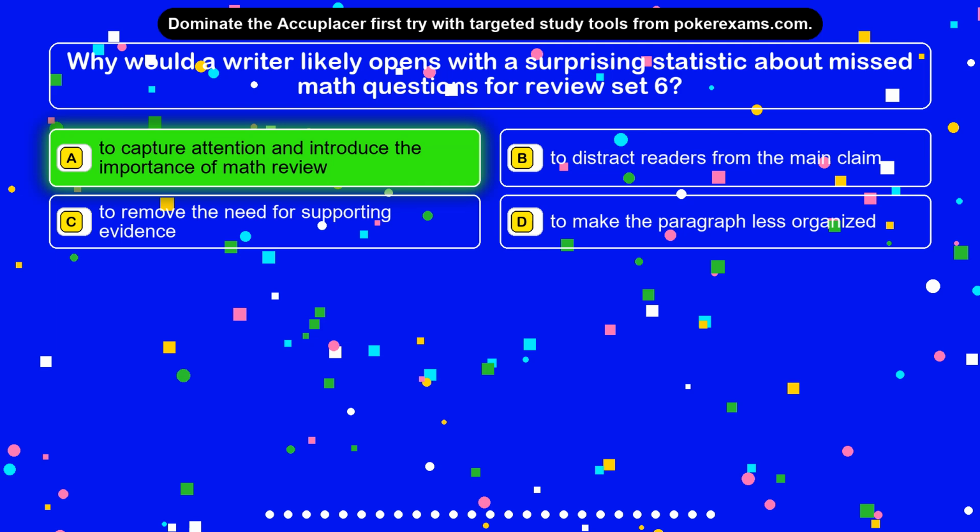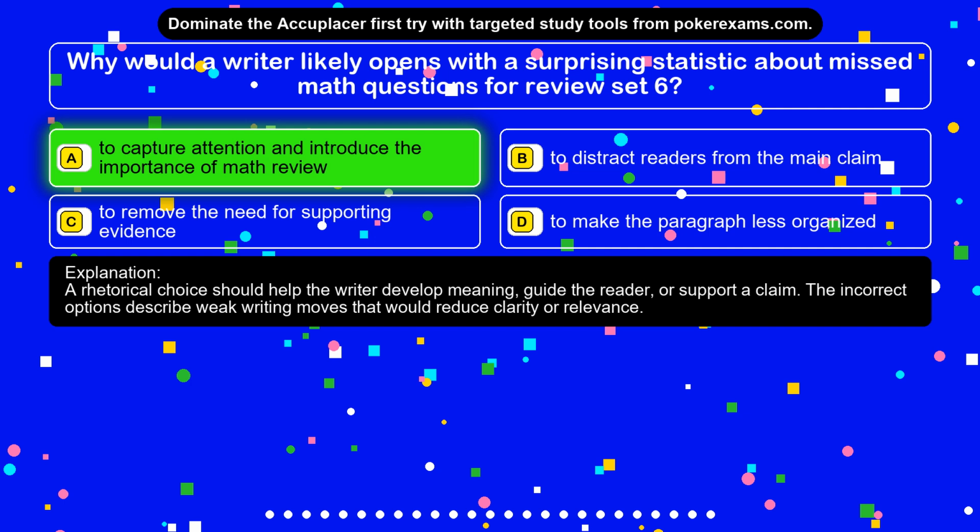The correct answer is option A. To capture attention and introduce the importance of math review. A rhetorical choice should help the writer develop meaning, guide the reader, or support a claim. The incorrect options describe weak writing moves that would reduce clarity or relevance.